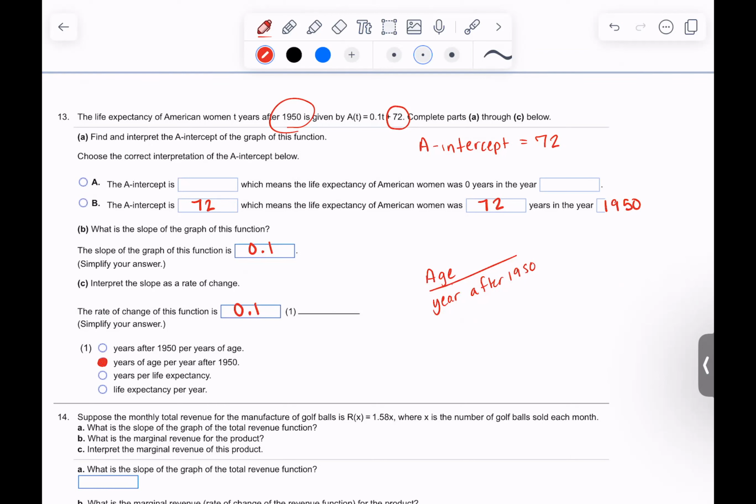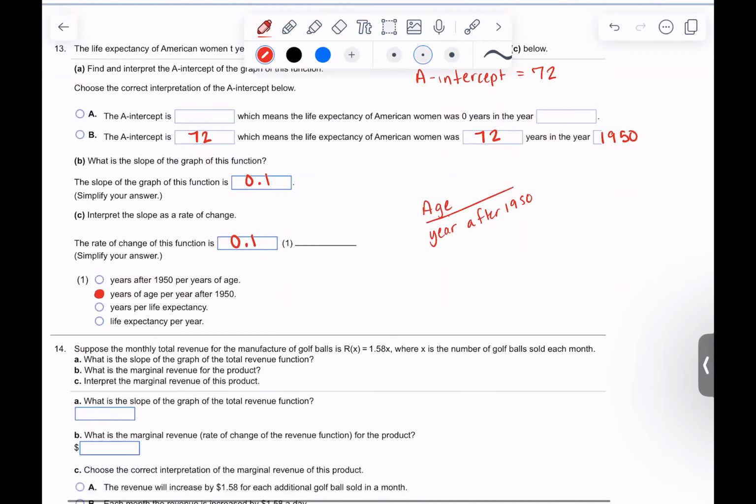So it's 0.1 years of age per year after 1950, because that's what t represents. That's what the denominator of that slope represents. It represents the number of years after 1950. So the only choice is part 2.